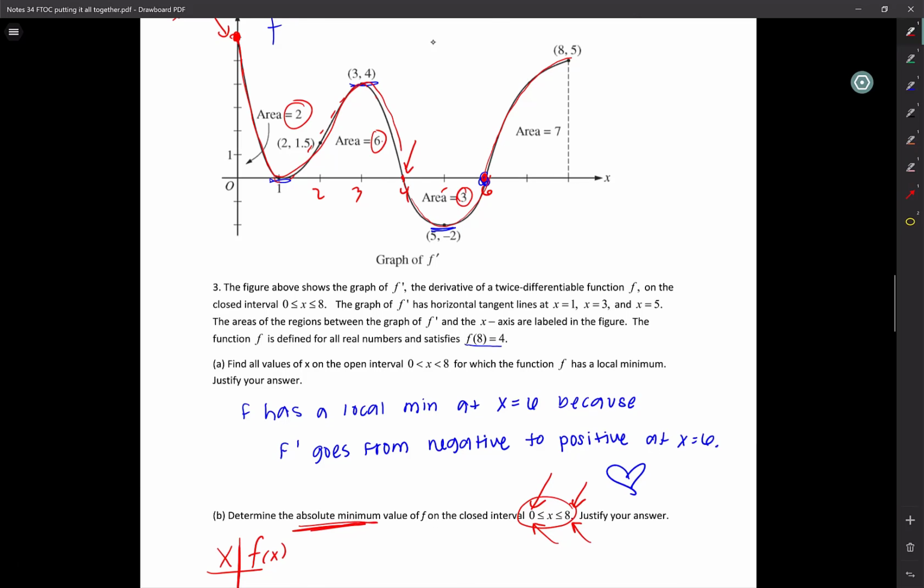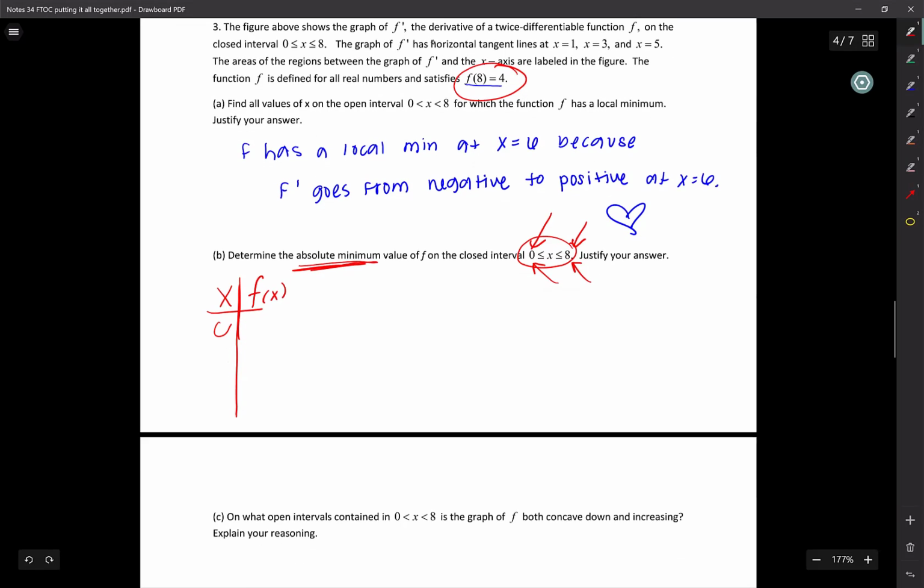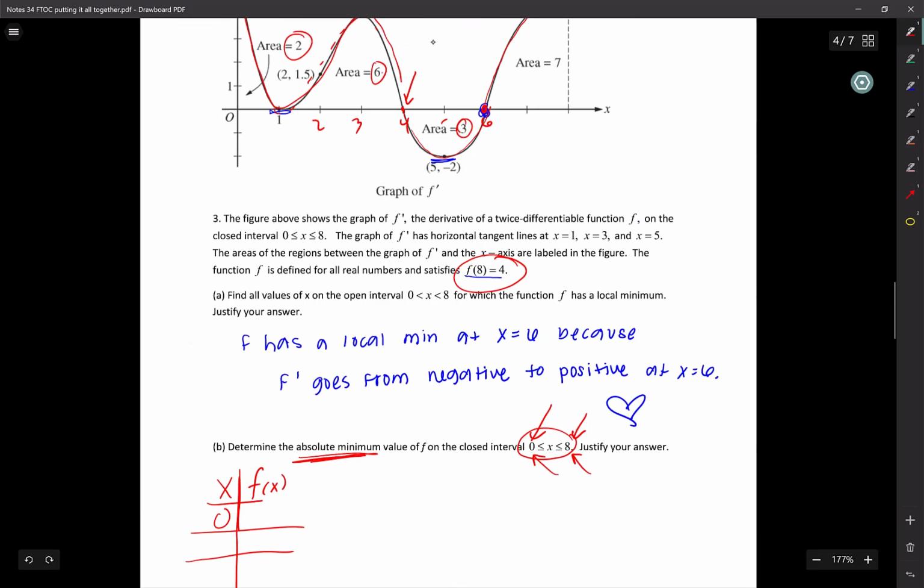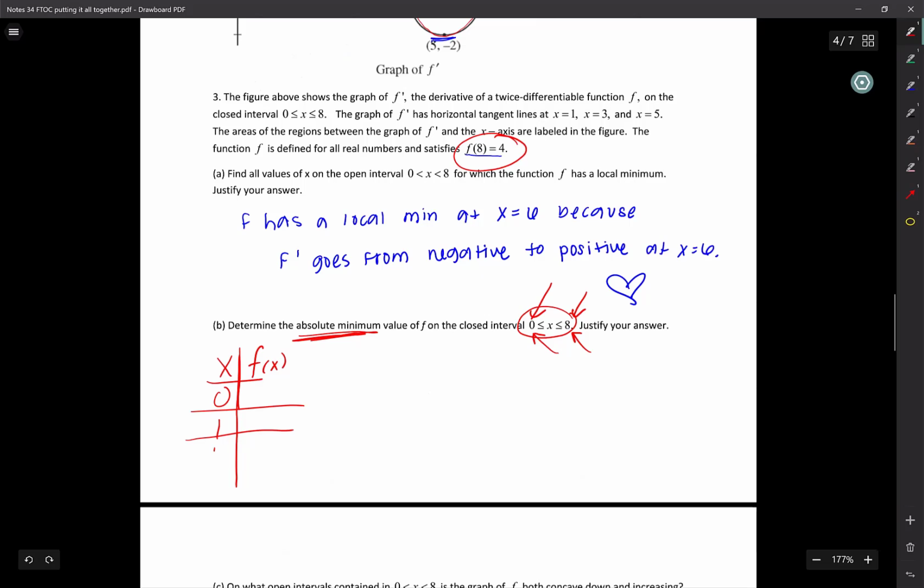Now, this is the first time you've ever gotten one that you have to work backwards. So look, I'm going to put 0 and then some critical points. Always put your critical points. I have a critical point at 1. I have a critical point at 4.